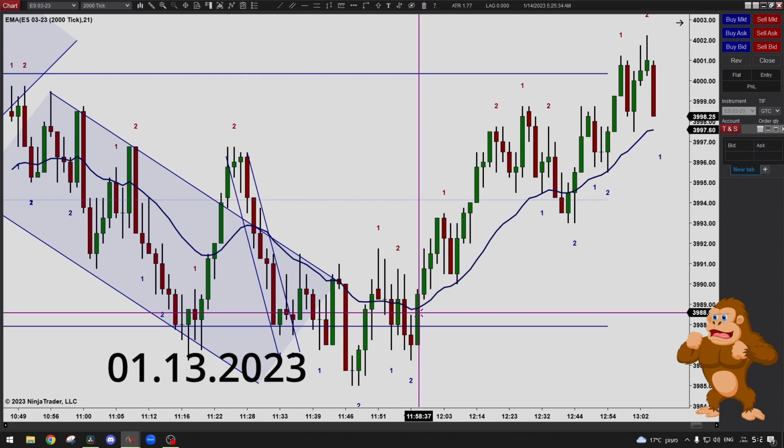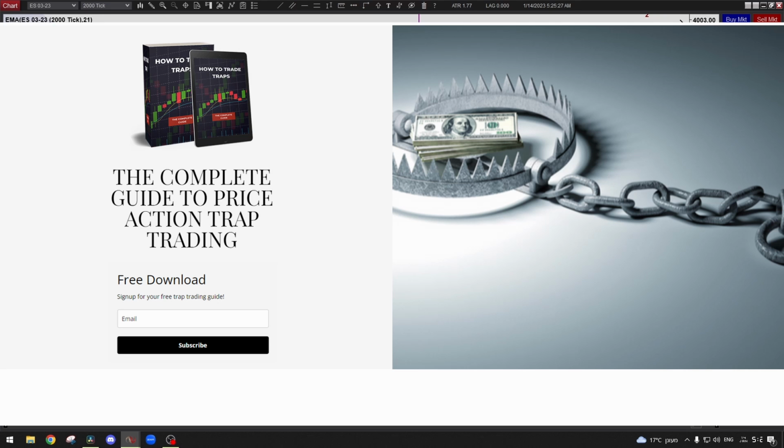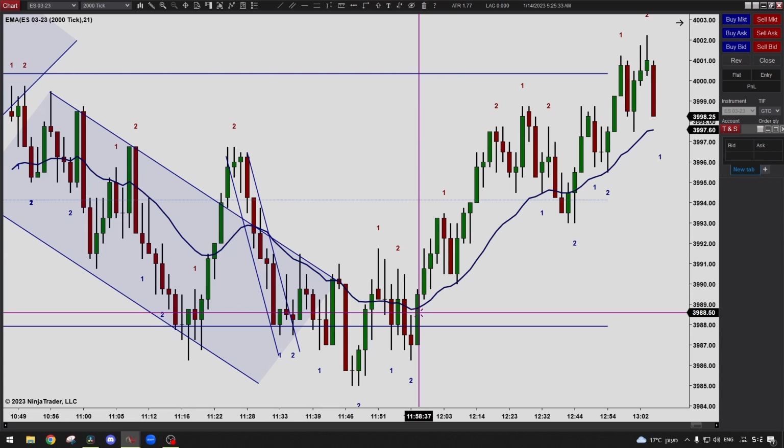Super powerful setup. Now, understanding how to identify traps and knowing where to take them are two different things. It's very, very important that you learn where to spot them and how to execute them.